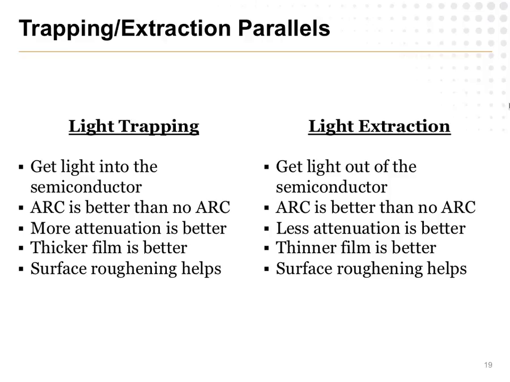In light trapping, we found attenuation is good. I want my solar cell to absorb as much light as I possibly can in each bounce. When I do light extraction, attenuation is my enemy. I don't want any energy to be absorbed in that bounce. I want it to stay free so that it gets out into space when it hits the top surface. With light trapping, we found thick films are good. The thicker I can go, the more energy I can absorb. And that was our enemy, though, because thick meant money. It was costly to do that.